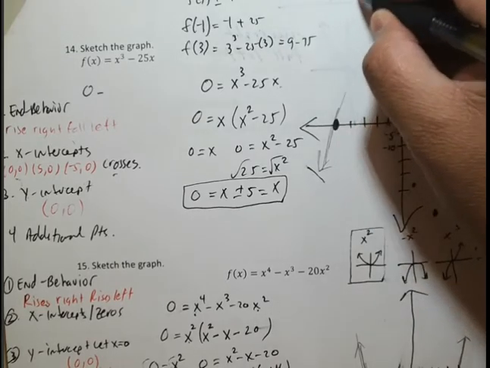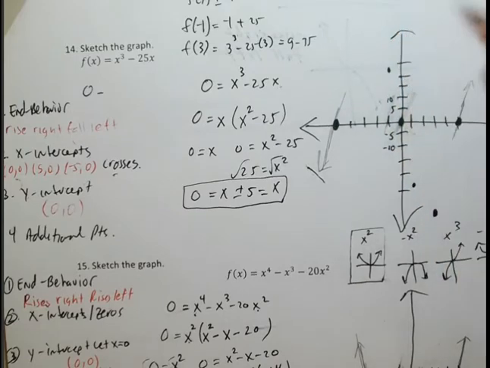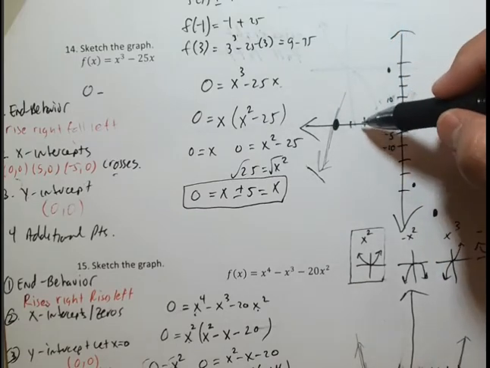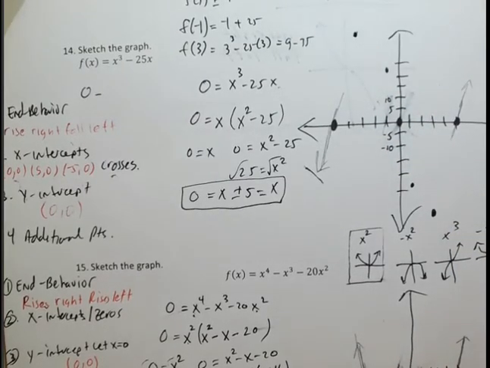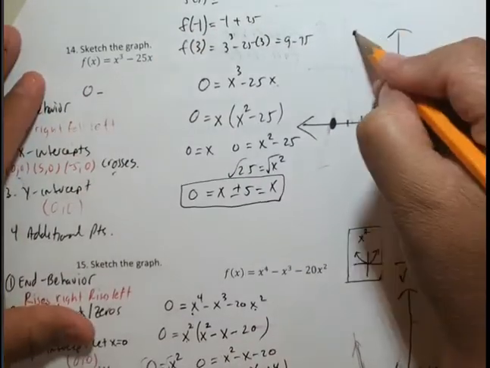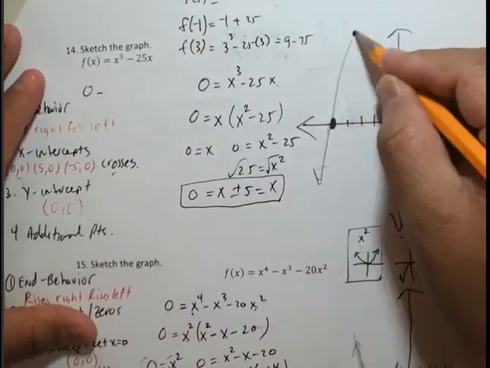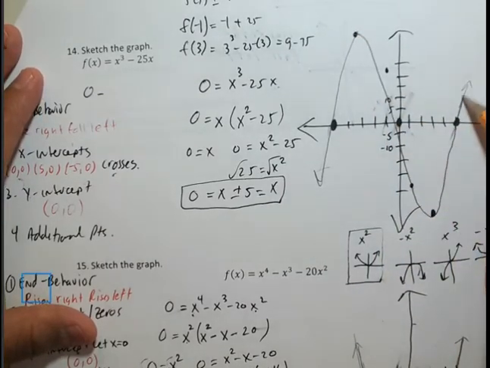F of negative 3 would be a negative 9 plus 75. So we're on the opposite side, so somewhere up here. Okay, so that kind of gives me enough information for me to draw my graph. So this is going to go down like this.